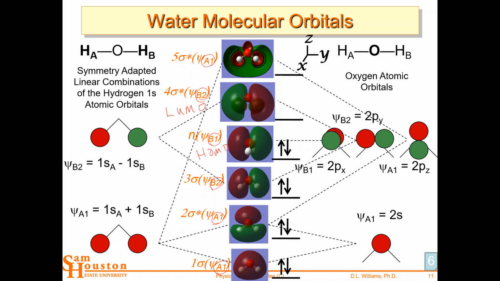Just find where the electrons stop. That's the highest occupied molecular orbital. The next open spot is the LUMO, the lowest unoccupied molecular orbital. And so then the first question you're going to ask is probably, is this transition allowed? Can we go from the HOMO to LUMO transition in water? Okay, so let's do that.